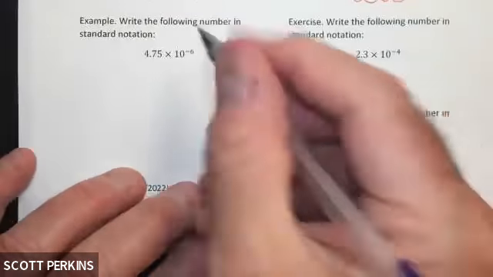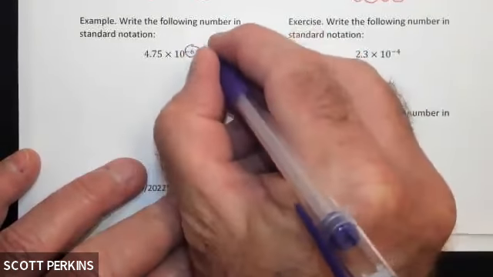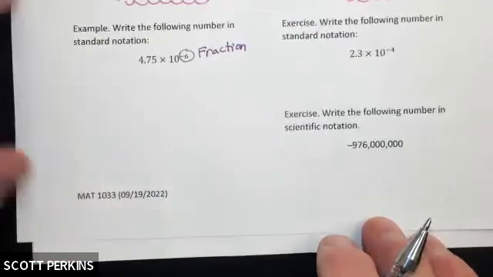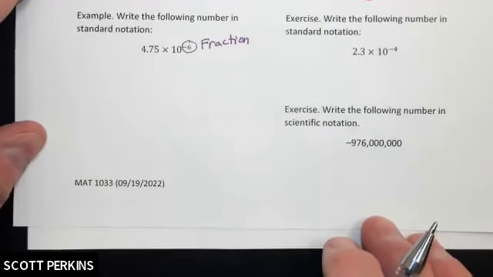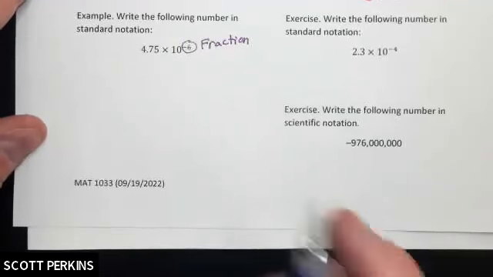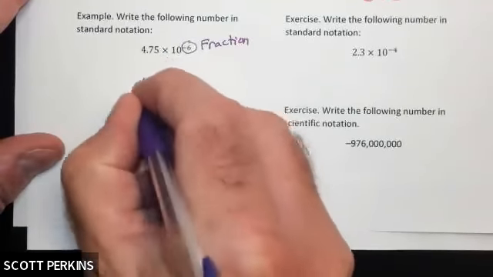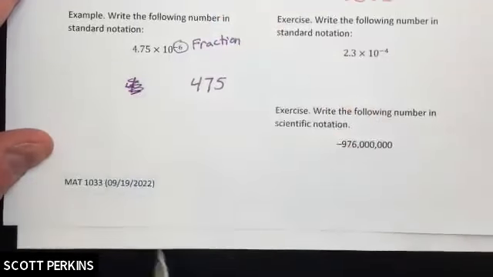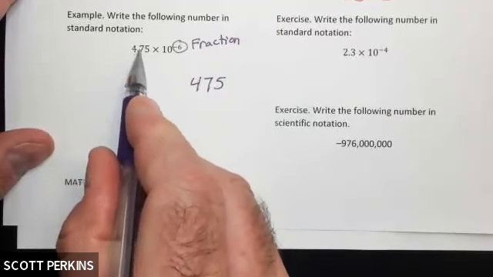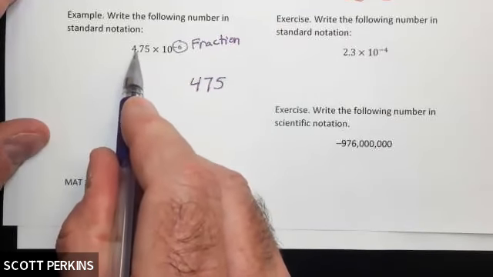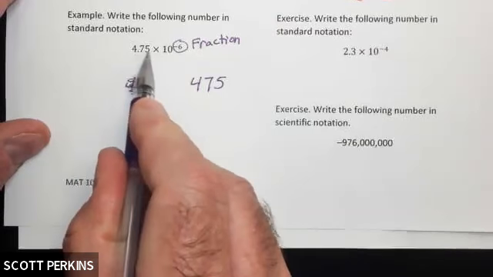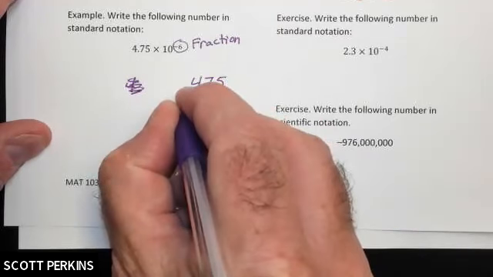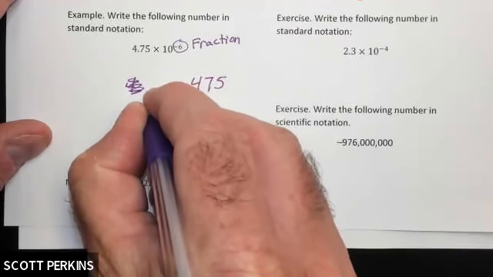The next one is 4.75 times 10 to the negative 6th. My clue here is that because that's a negative exponent, this is a fraction, a small number. That's what sets off the neurons in my brain that I'm going to move the decimal in a different direction. So I've got my 475. The decimal right now is between the 4 and the 7. So I'm going to move it 6 places in the fractional direction.